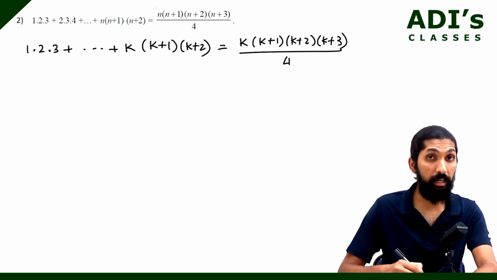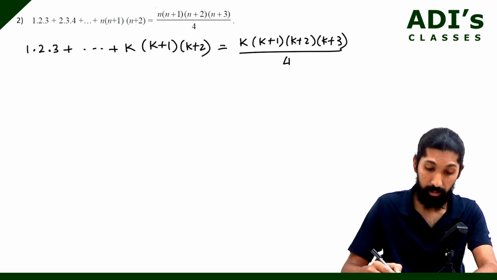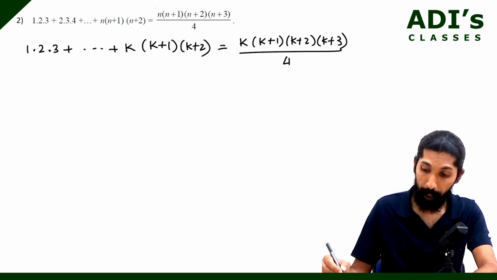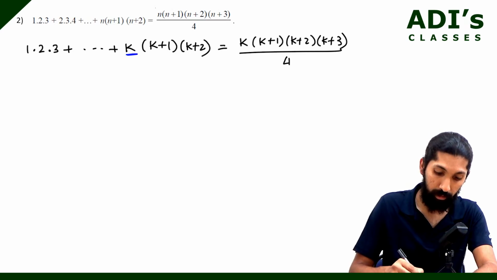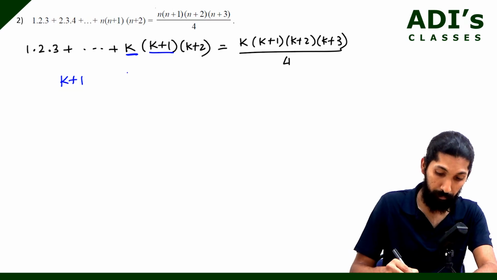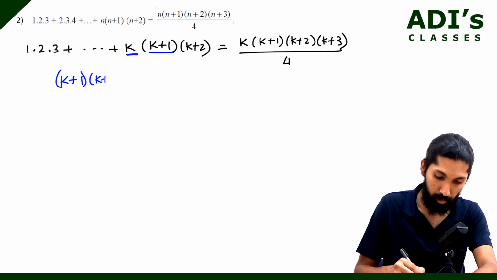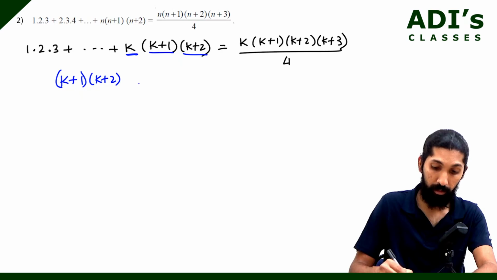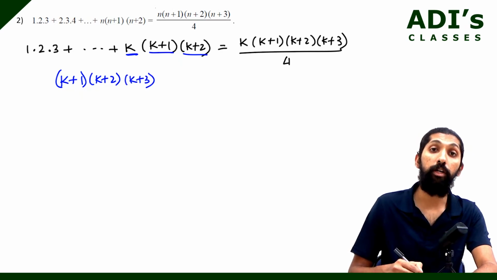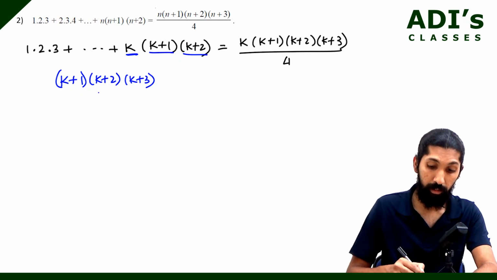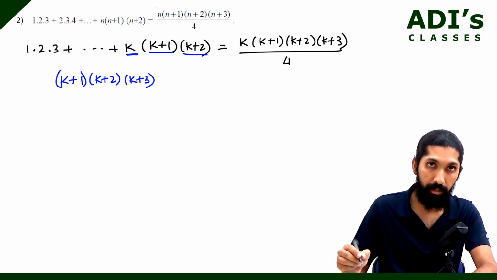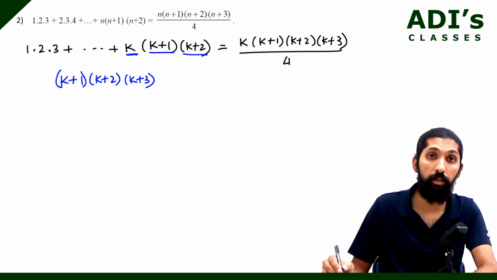Now for the LHS and RHS, for both the cases, we have to add the next term, isn't it? See, the next term for k is going to become k plus 1. For k plus 1, it's going to be k plus 2. And for k plus 2, it's going to be k plus 3, isn't it? So we are going to add this k plus 1 into k plus 2 into k plus 3 to both LHS and RHS, correct? So we are considering only the RHS part.